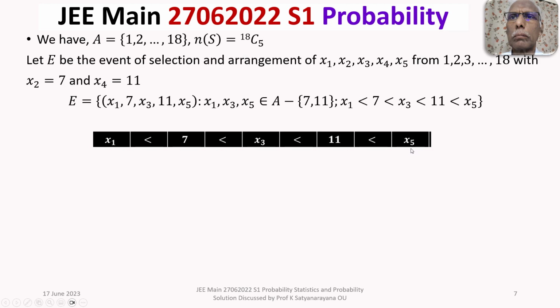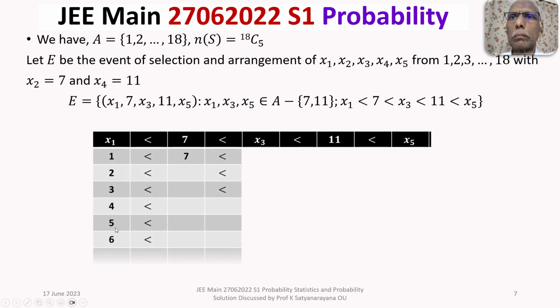For that we have brought you a tabular form. x1 < 7 < x3 < 11 < x5. So what are those x1s belonging to the set A which are less than 7? 1 is less than 7, 2, 3, 4, 5, 6. Up to 6, it is less than 7. After that, less than doesn't follow. So therefore, x1 can take the choices 1, 2, 3, 4, 5, 6.